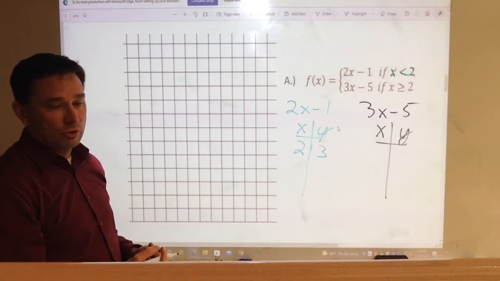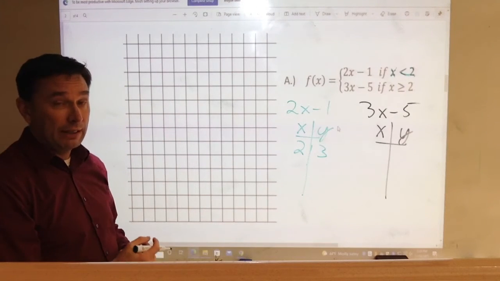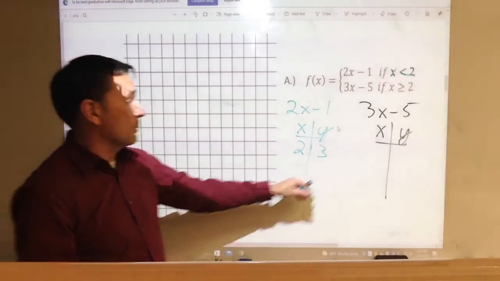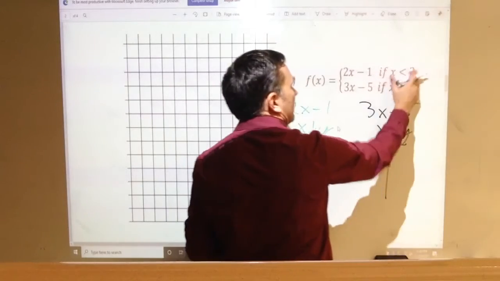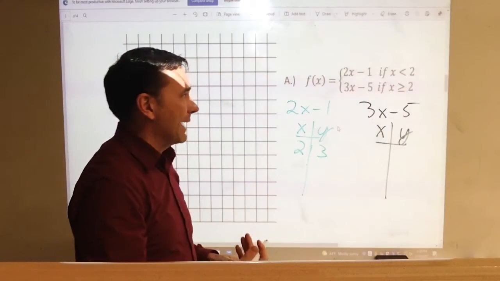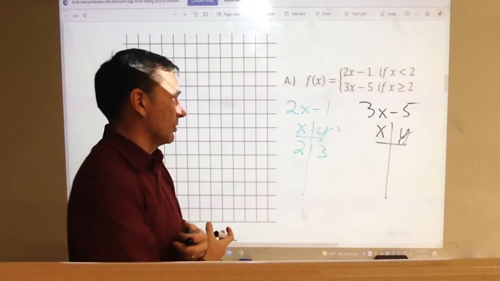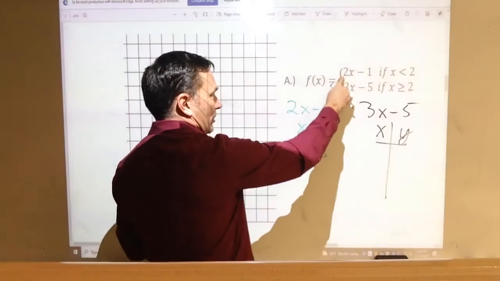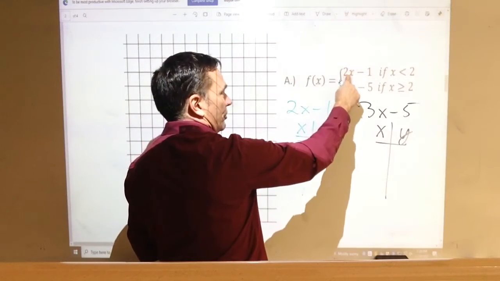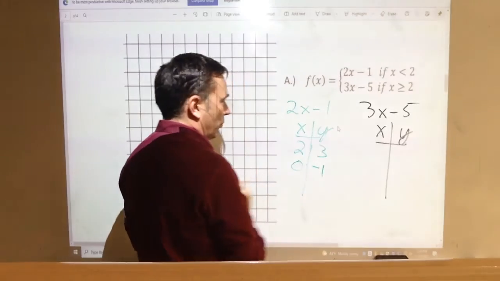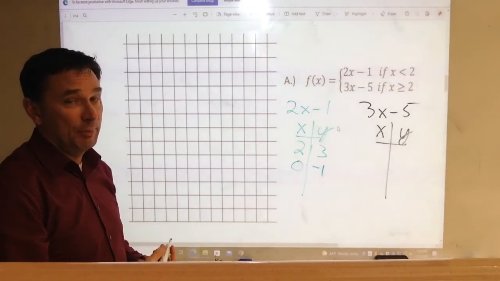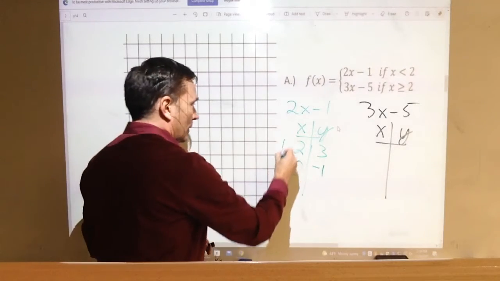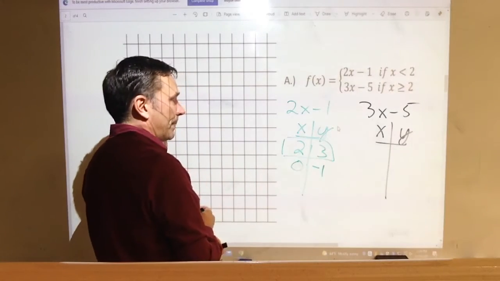Now, in order to draw a line, we need at least 2 points. So now I want to pick another x value that's less than 2. So I want to pick the easiest point possible. I'm going to pick 0, because zeros are great. If I plug 0 in here, 2 times 0 is 0, then minus 1 is negative 1. I can now graph this line, and it's actually going to be a ray. We're going to start with this point right here.